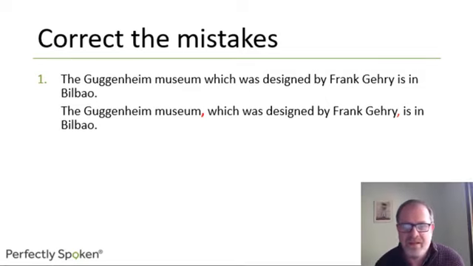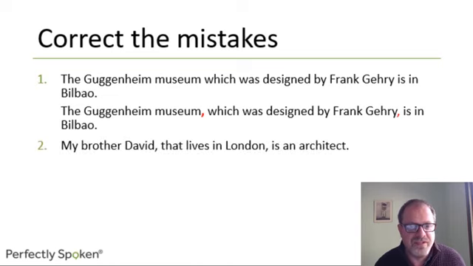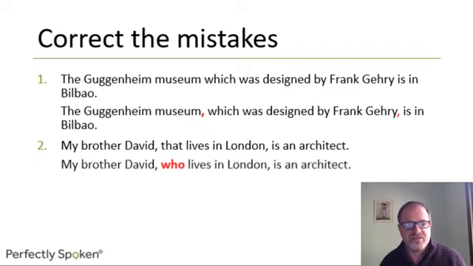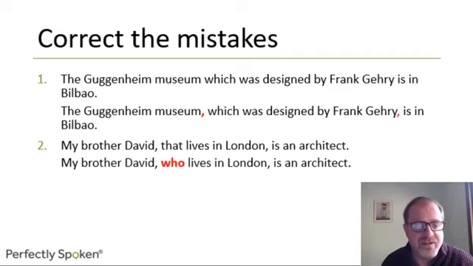Number 2, my brother David, that lives in London, is an architect. Okay, thinking back to the rules that we looked at before, of course, in non-defining relative clauses, we cannot use that. So it should be my brother David, who lives in London, is an architect.